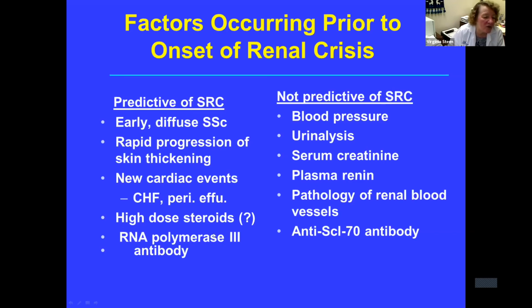We also showed that high dose steroids, greater than 15 milligrams of prednisone, do precipitate renal crisis, although we really don't quite understand why. But not having increased blood pressure or abnormal renal findings really doesn't predict it in the future. It might be predicting it happening right now, but not months and months in the future.